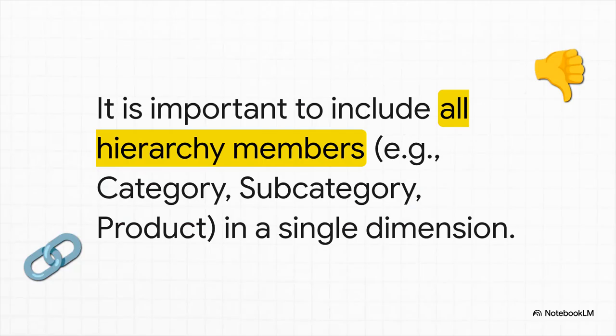And finally, here's a mistake that just directly hurts your user's ability to do analysis: splitting up natural hierarchies. Think about a product. Its category, its subcategory, and its name all belong together in one dimension. If you split them up into separate tables, you make it incredibly difficult for users to do one of the most basic things they want to do, which is drill up and down through the data.